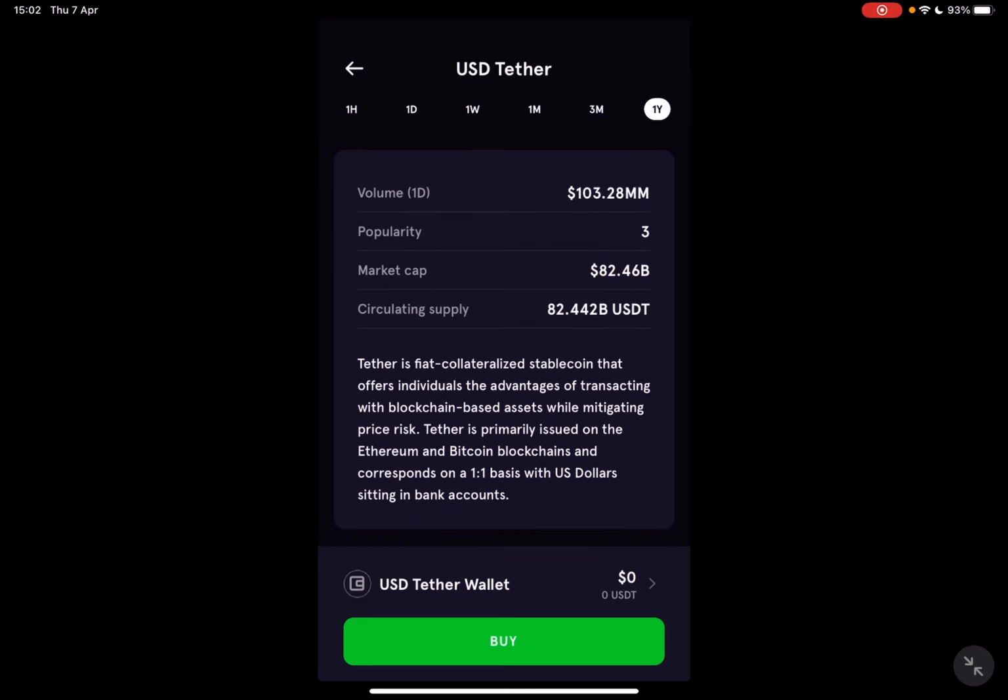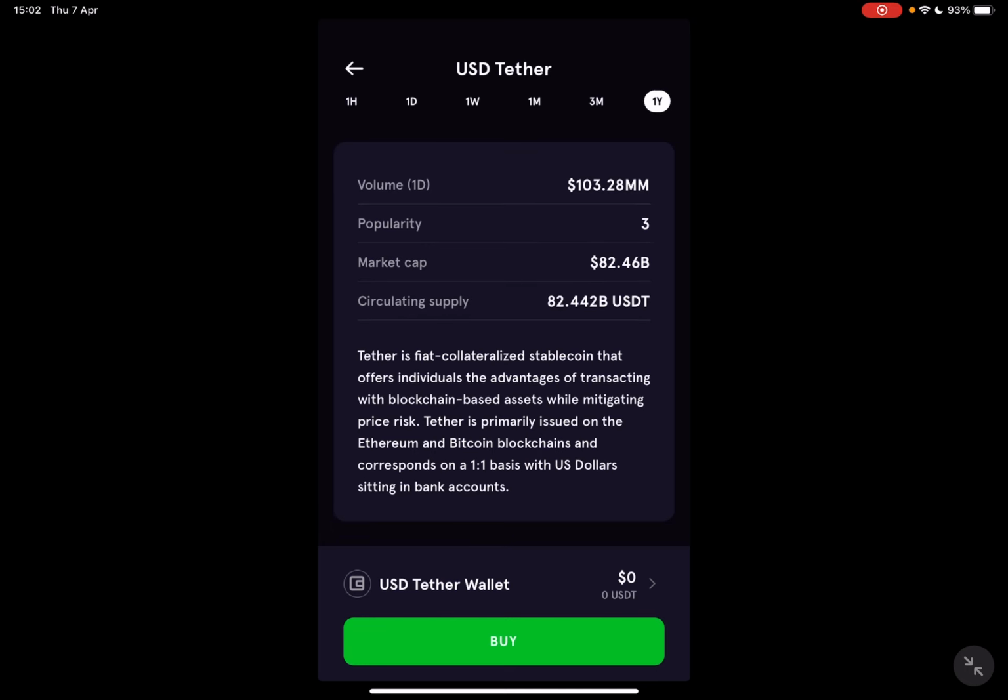in the last 24 hours, popularity, obviously it's the 3rd one behind Bitcoin and Ethereum, market capital, which is 82 billion, and the circulating supply. And below that you can read some information about the USD Tether.